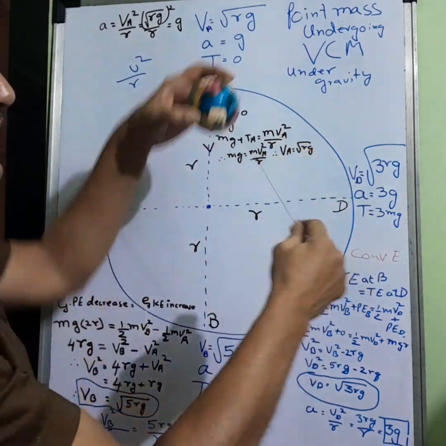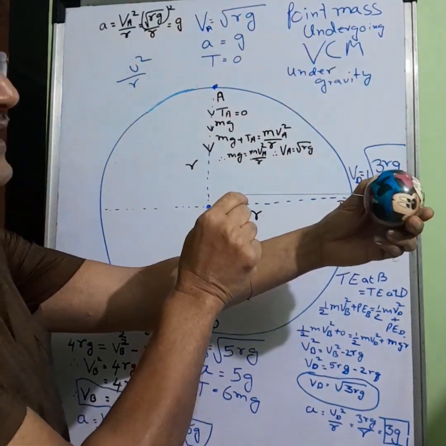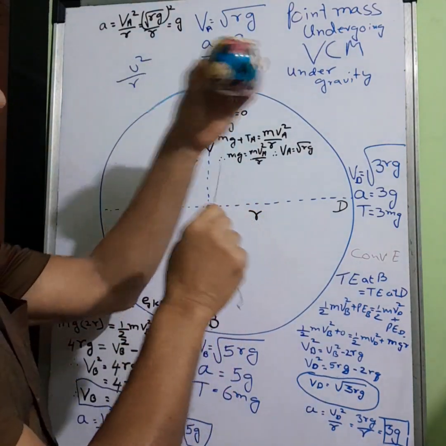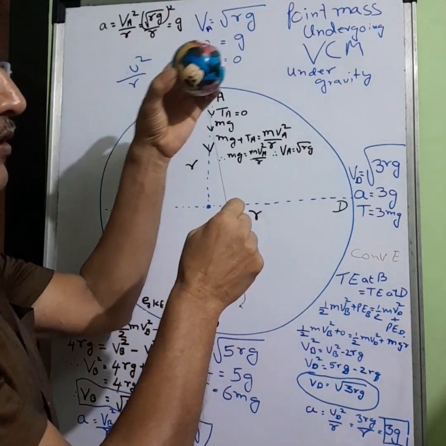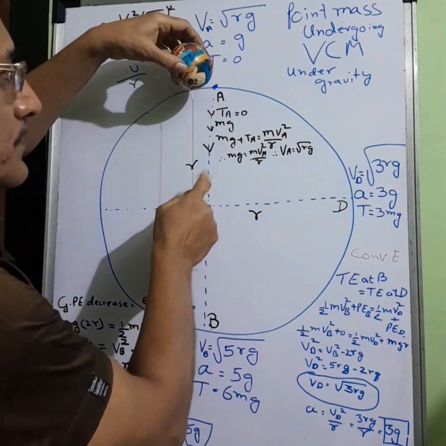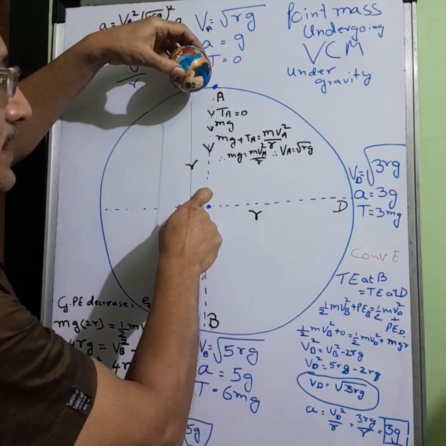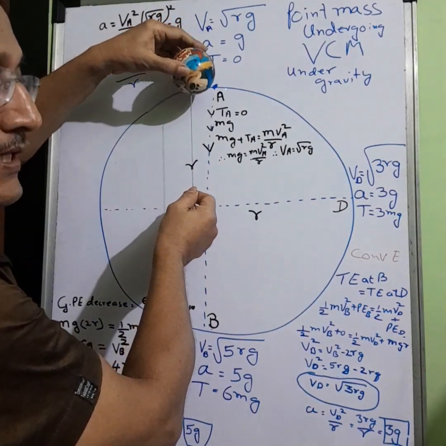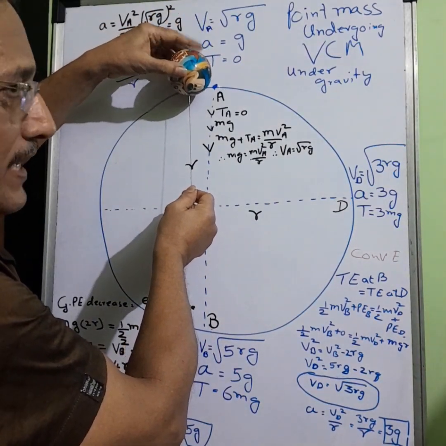So energy at this point is equal to energy at this point is equal to energy at this point is equal to energy at this point, and so on and so forth. Conservation of energy. Now the thing is, when we are here, the height is there, so it has lots of potential energy, whereas kinetic energy is less.